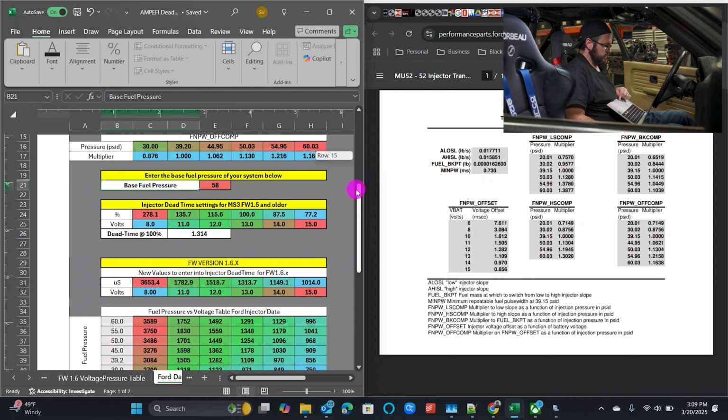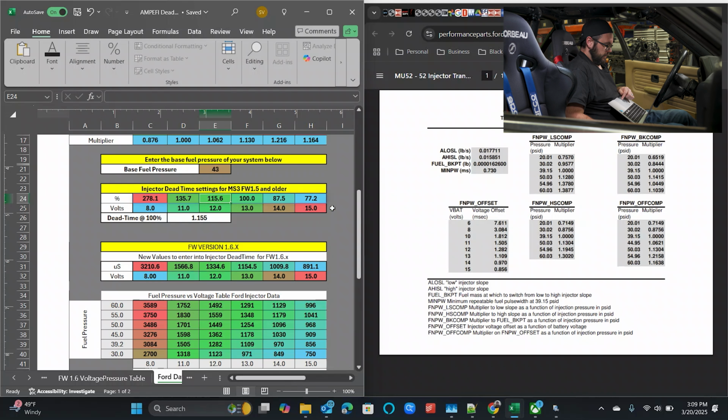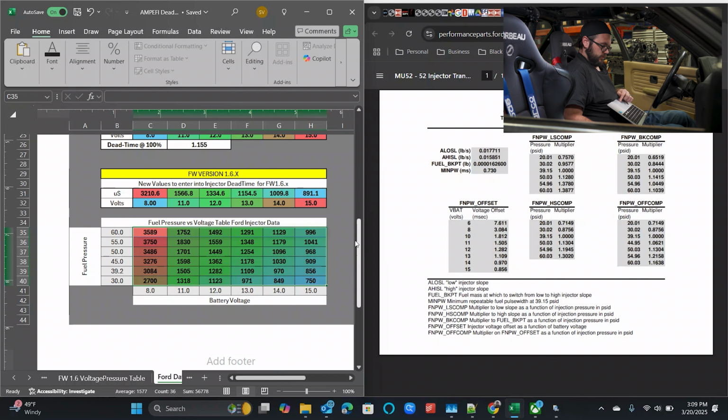The last thing we need to do is set our base fuel pressure. And the base fuel pressure on this car is 43 psi. And there we go. Now, if you're still in that older 1.5 firmware, here are the values you need to input into the software. For those of us who are in 1.6, here we are. Here's your curve, and here's your entire table if you want to input that data into your table.